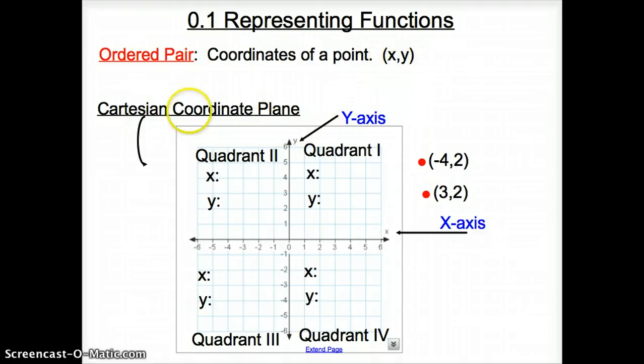Next is the Cartesian coordinate plane. The Cartesian coordinate plane is broken up into 4 quadrants, starting in the upper right and then going counterclockwise: 1, 2, 3, and 4.